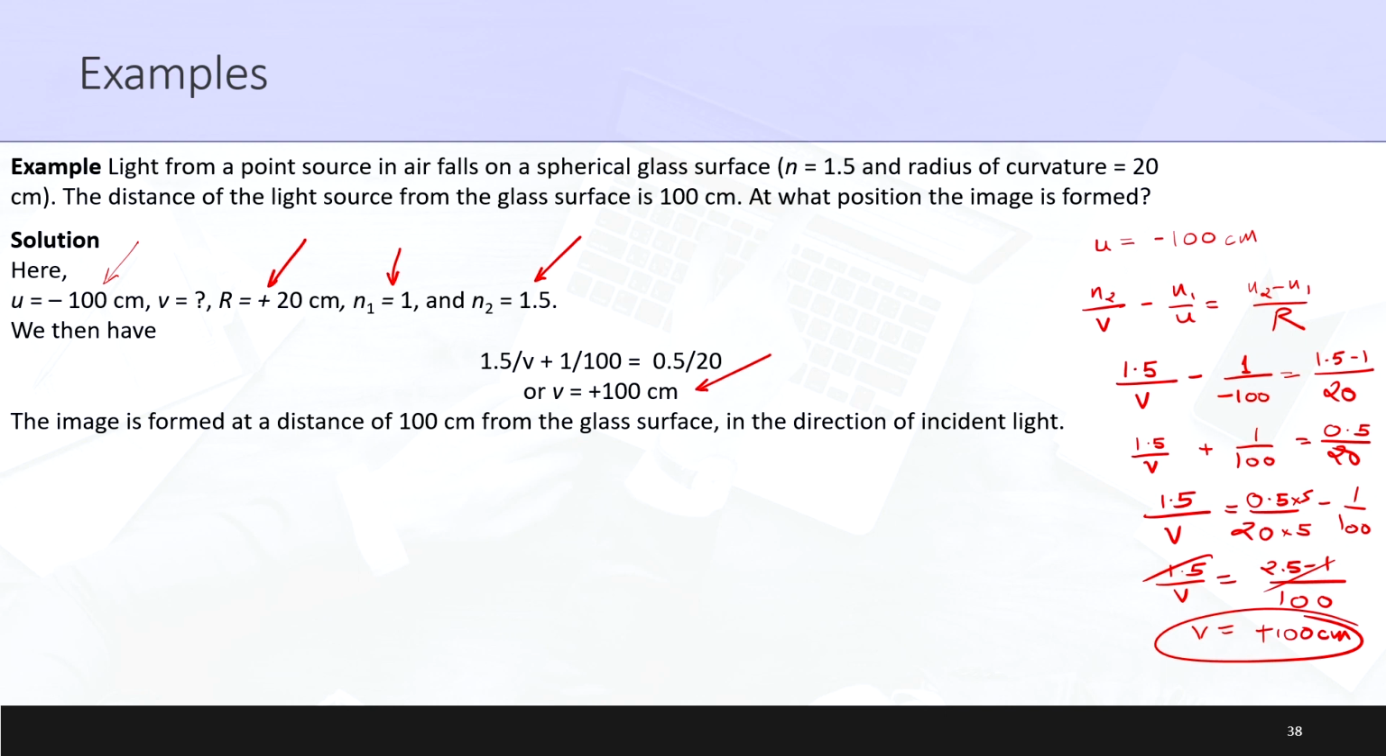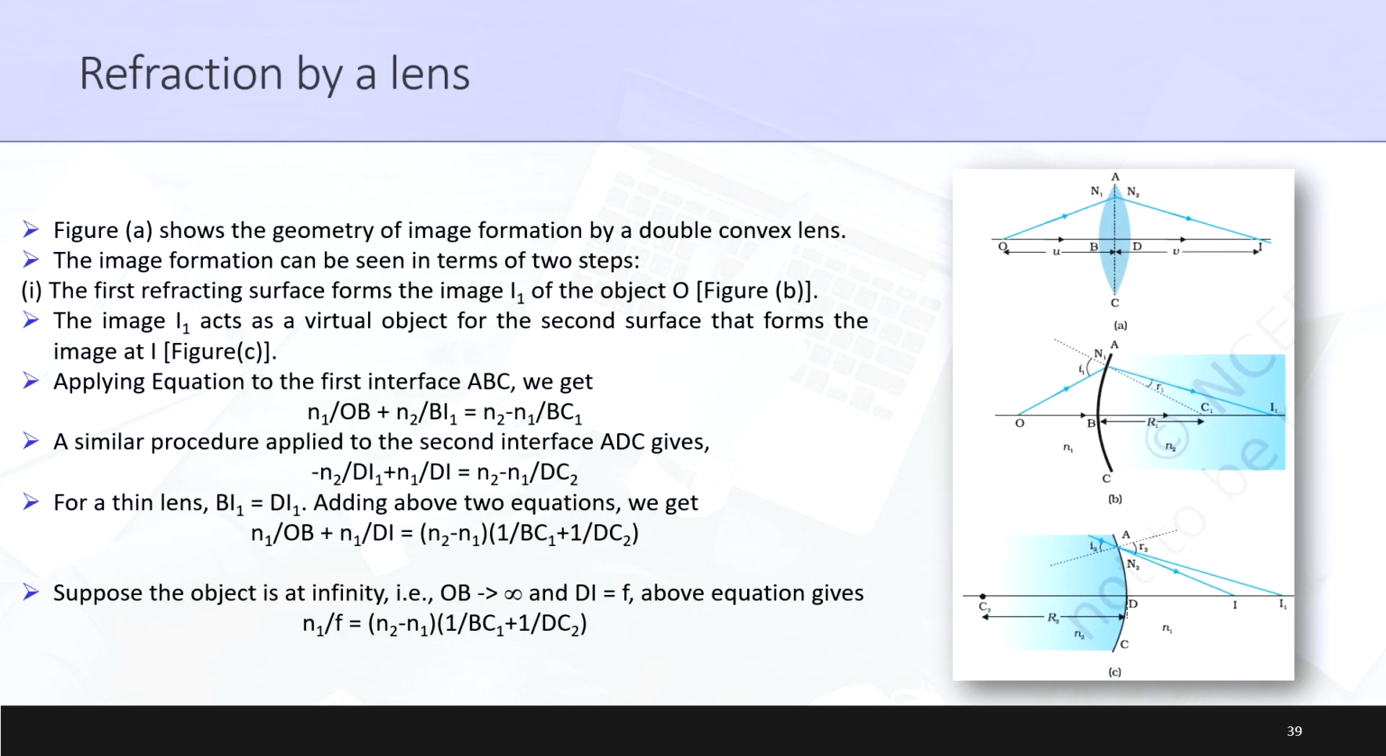Therefore, the image is formed at a distance of 100 centimeters from the glass surface in the direction of incident light. So, this is a typical example of the application of the formula which you just derived in the previous lecture. Okay. Let us move on with the further discussions now.